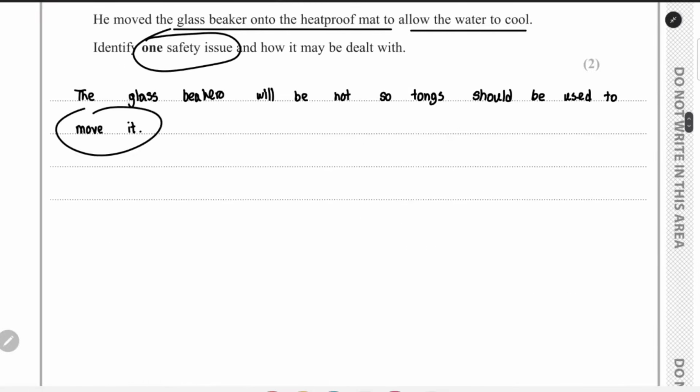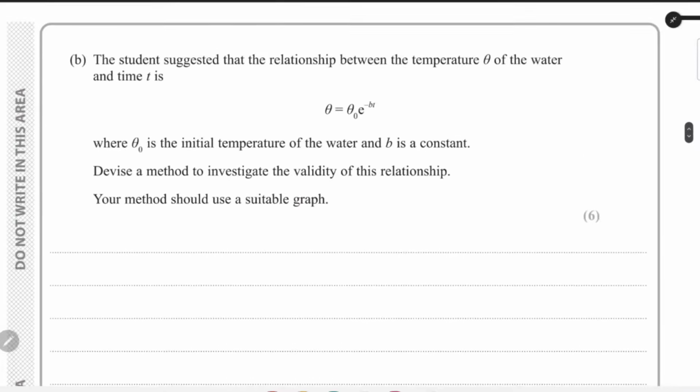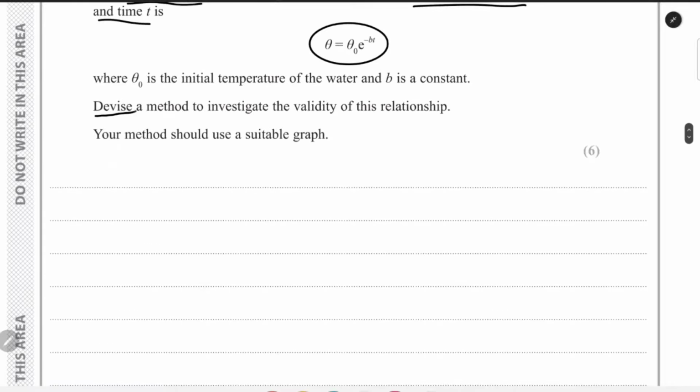So we write that we use tongs to move it. Now in part B, the student suggested that the relationship between the temperature of the water and time is this expression over here. We have to devise a method to investigate the validity.